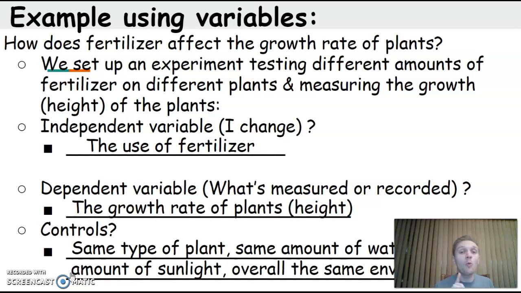That's your independent variable. The one thing that you change is your independent. And then your dependent is what's going to be measured on top of that. And our controls help to make our experiment more fair and consistent across the board, right?